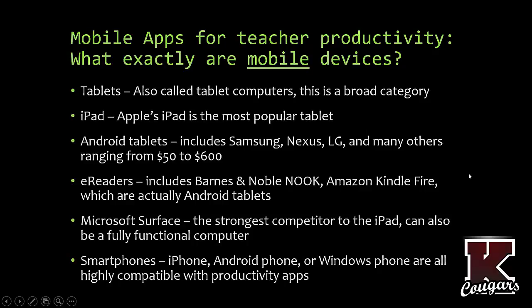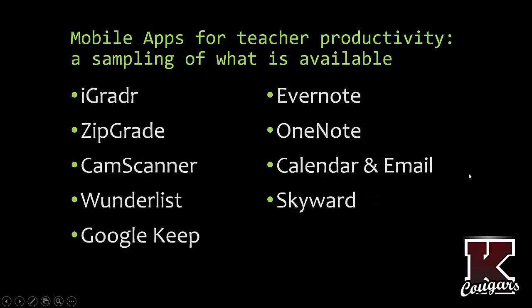Tablets, iPads, Microsoft Surface, e-readers, and smartphones. These are all mobile devices. These are things that you easily pick up, toss in your bag or your pocket, and take with you, and that you would not hesitate to do that with. These are mobile devices. You can walk around the classroom with it. It's nothing big or heavy or bulky.